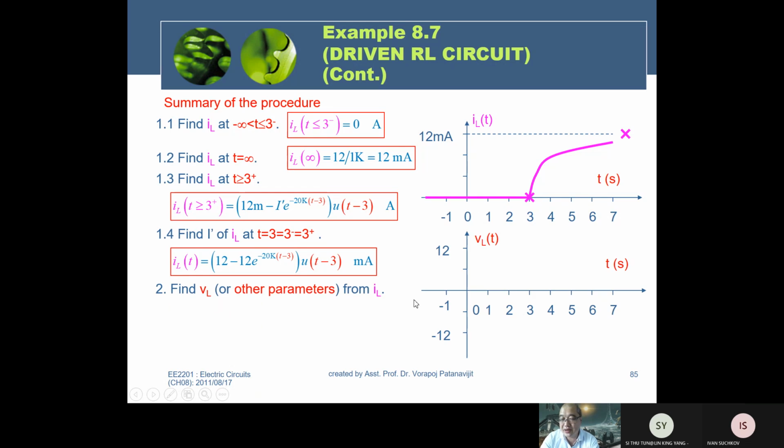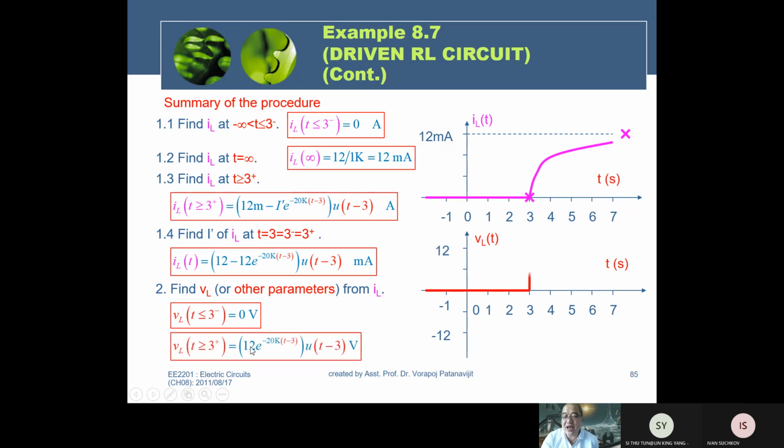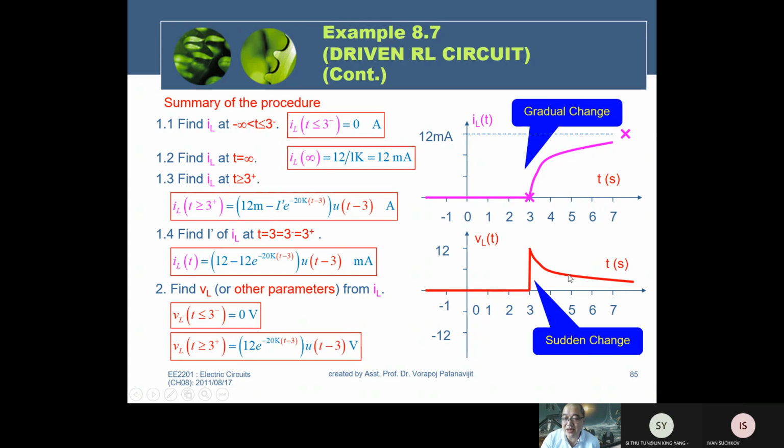Next, you determine VL from IL. VL equals L di/dt. IL is constant, so the derivative is 0. And VL for time greater than 3 seconds we provide in here: differentiate IL with respect to time, which gives you VL as a function of time too.